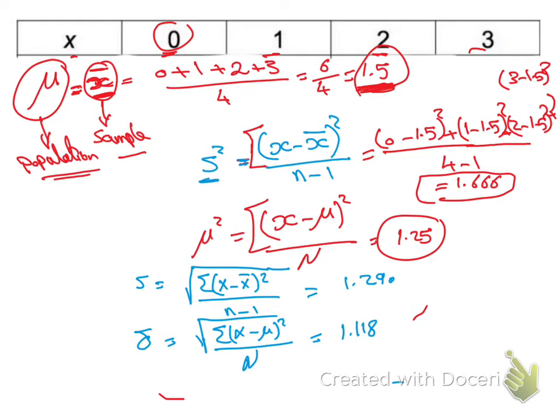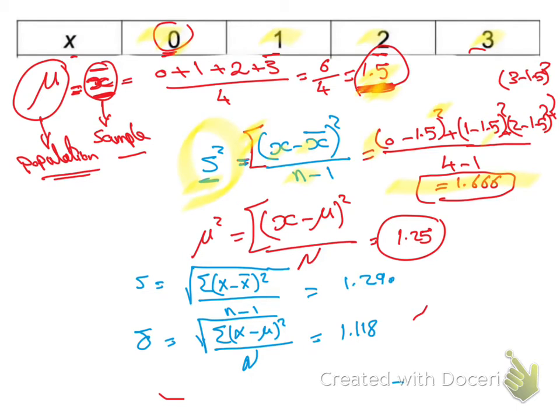So here, as we can see, s square equals the sum of x minus x bar squared. Each x: 0 minus 1.5, 1 minus 1.5, 2 minus 1.5, 3 minus 1.5, and every one of them, the bracket should be squared, divided by n minus 1, because this is a sample, it is not a population. So the answer was 1.666.